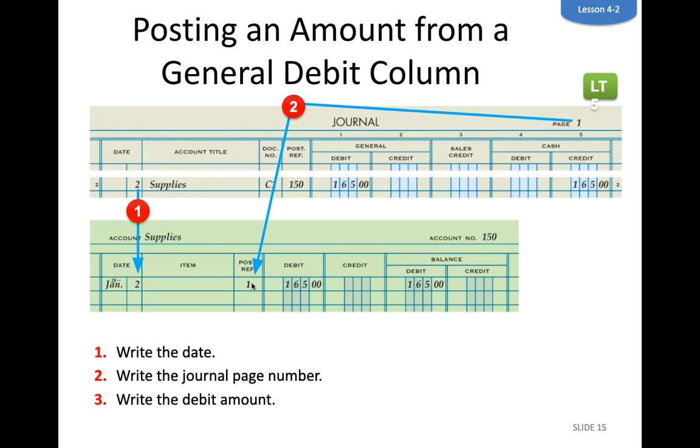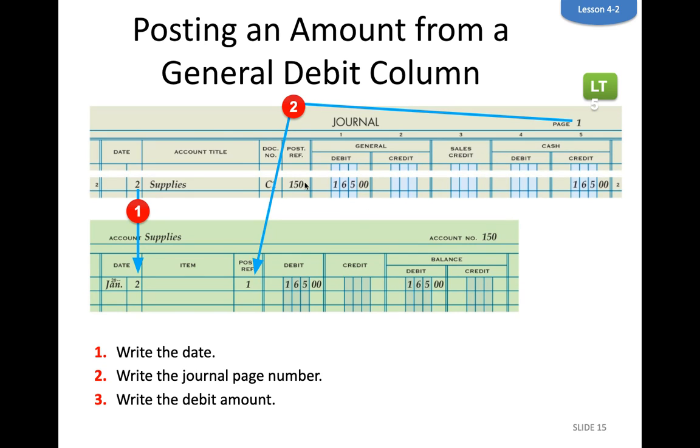Then write the debit amount, because we're dealing with a supplies debit here. There's cash here too, but it's a different process, so we're going to forget that for now and just look at the general entries. Anything that went in the general entries, we're going to make a separate posting for. Sales and cash have their own accounts and special account columns, so you don't need to enter them separately on an account form. You're only going to work with the totals, which is what we'll do in lesson 4.3.